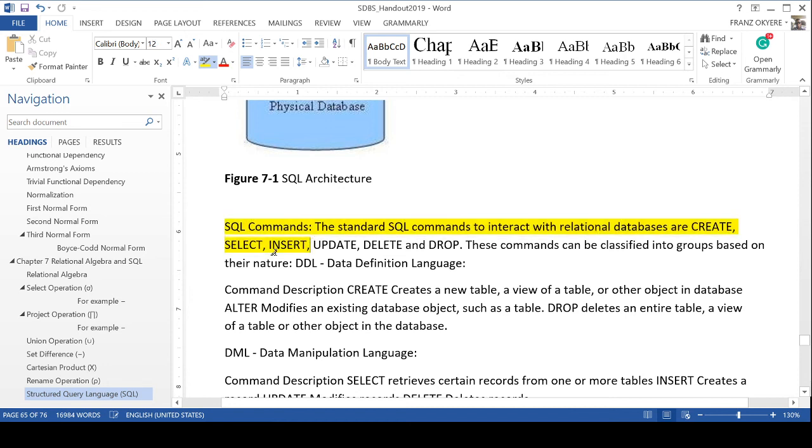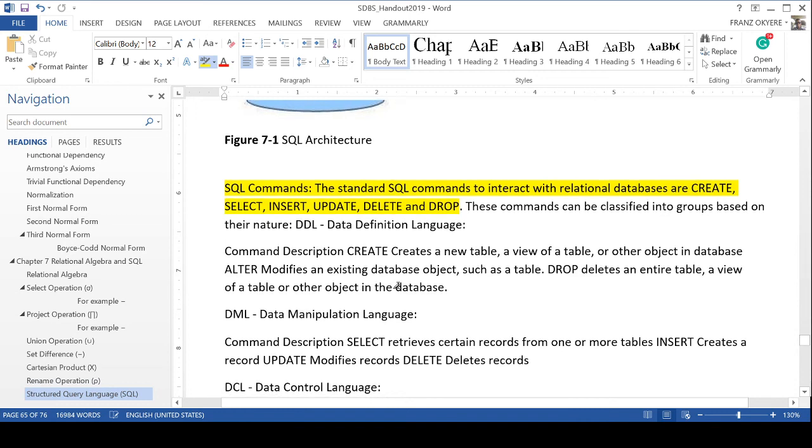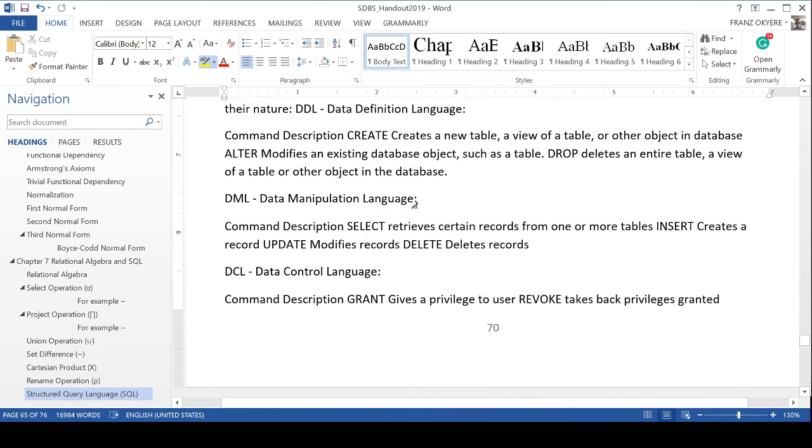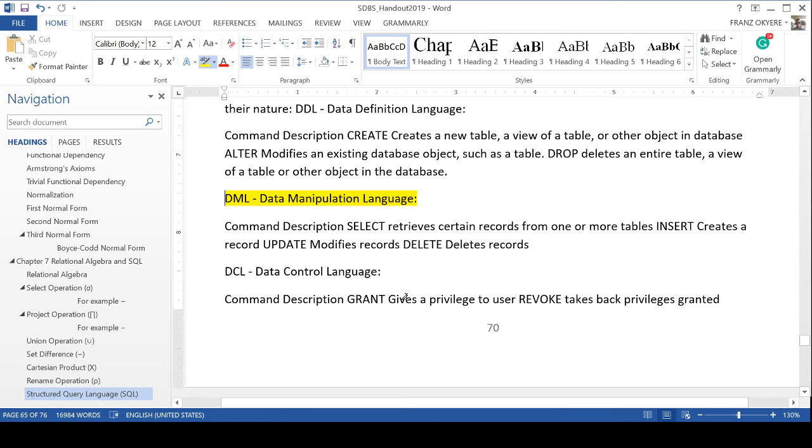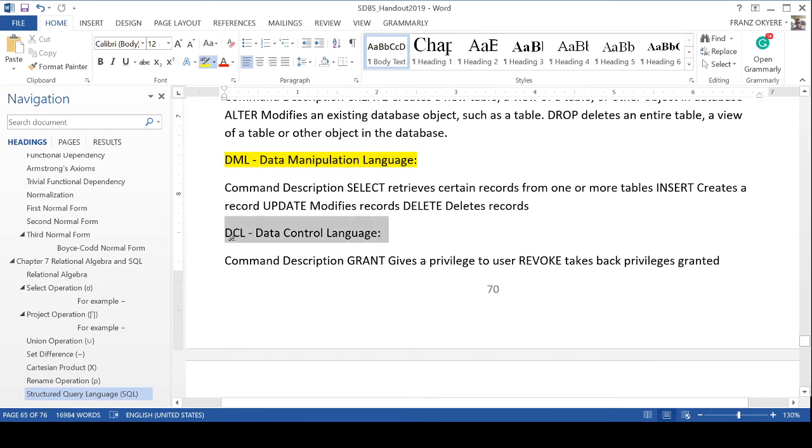SQL commands. These examples: select. I used select this morning. I could have used insert, or drop, or delete. Drop means you are dropping the database. The statements have been grouped into about three. We have the data manipulation language. It's the same statements, but they are grouped. We have the data control language, which actually makes use of grants.